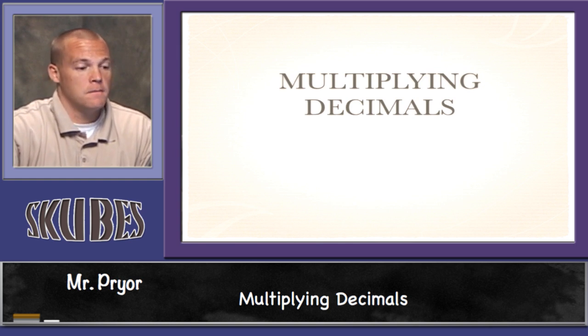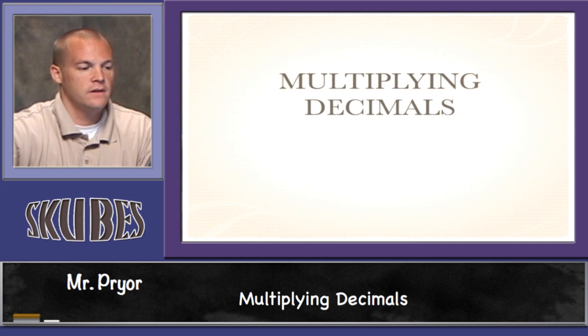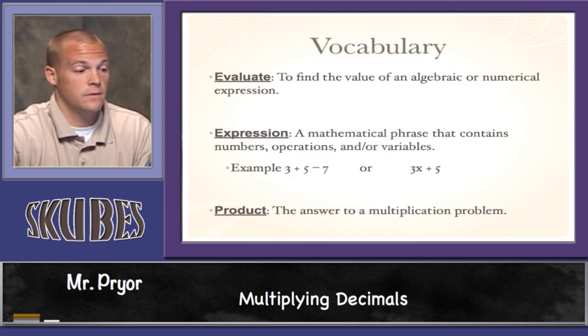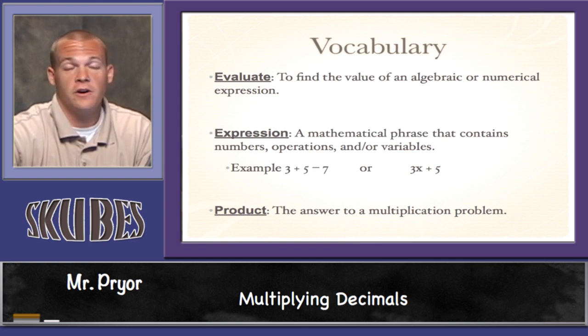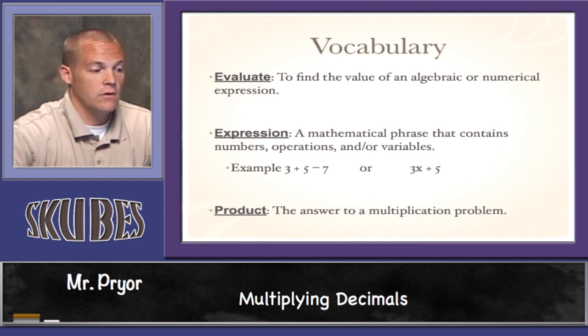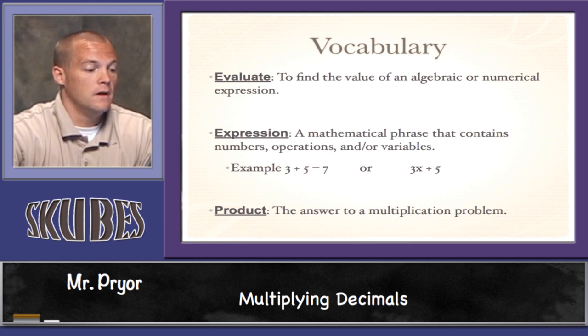I'm going to be talking to you about multiplying decimals. A couple things we want to cover before we get started. Some terminology I might be using. First of all, one of the words is evaluate. This is simply to find the value of an algebraic or numerical expression. A lot of times we'll just say go solve it. Well, sometimes they'll also say evaluate. So it's just a different word that we may use in math to say solve.